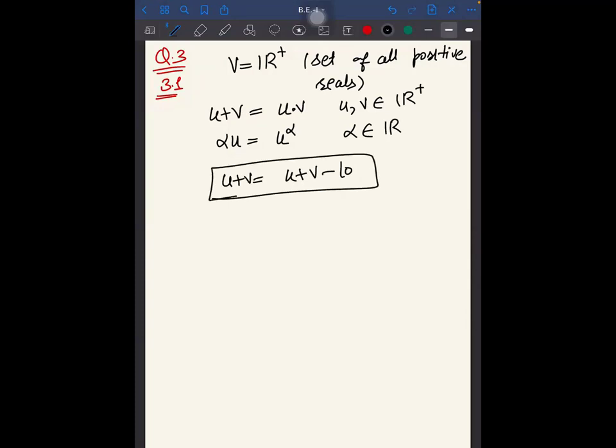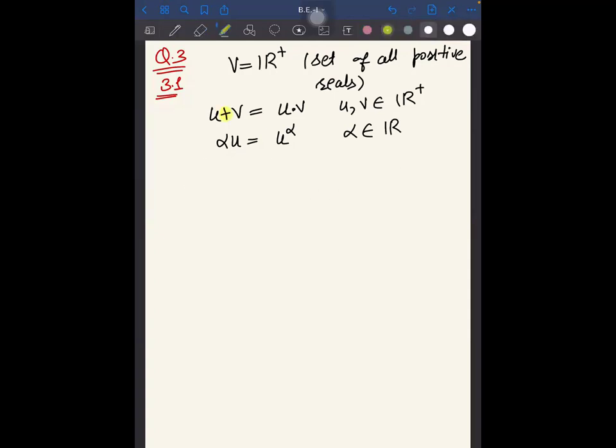This can also be an addition operation. So this operation can be sort of customized, right? This operation and this operation here are customized operations. Addition doesn't always have to be the usual addition. Okay, are you with me on this?